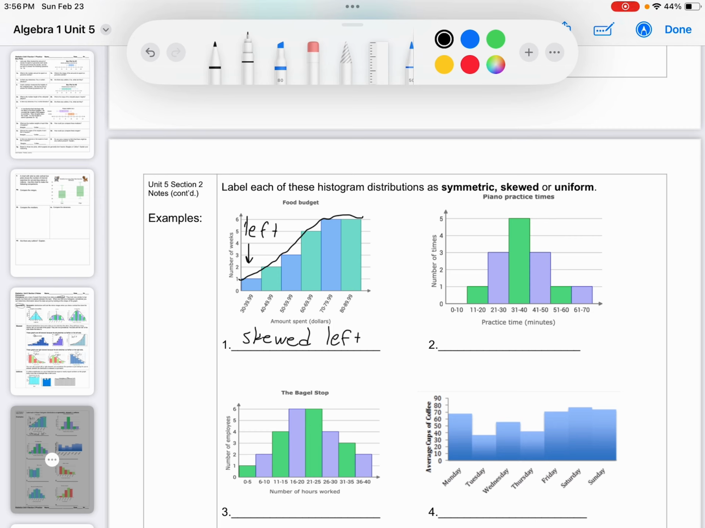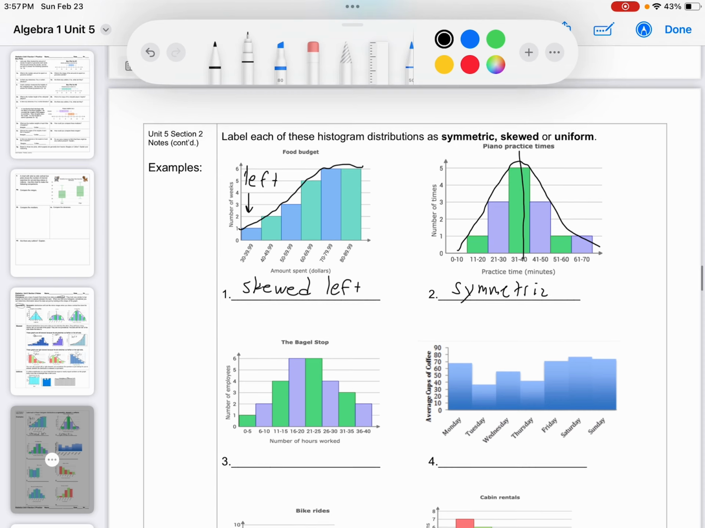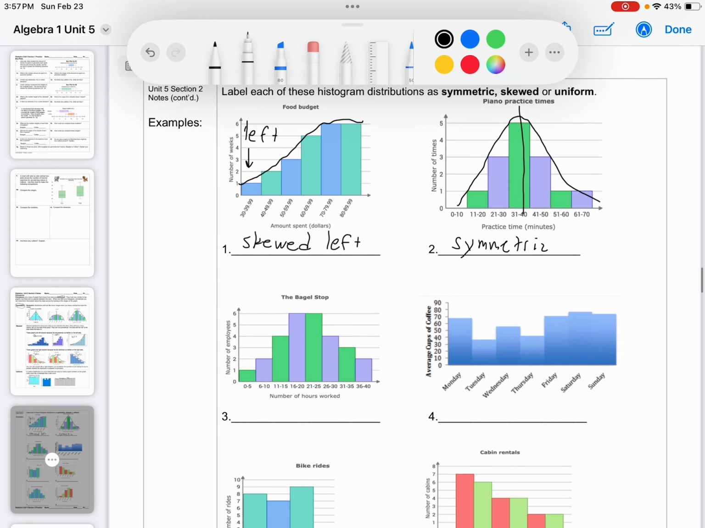Okay. Then if I look at this graph, let's see. It starts low, goes up, kind of in the middle, and then it goes back down. So this one, if you draw a line right in the middle, it more or less looks the same on both sides. It's not exactly the same on both sides, but it's pretty close to being the same. You could say it maybe has a slight skew, but it's pretty close to the same on both sides. So we would say it's symmetric.